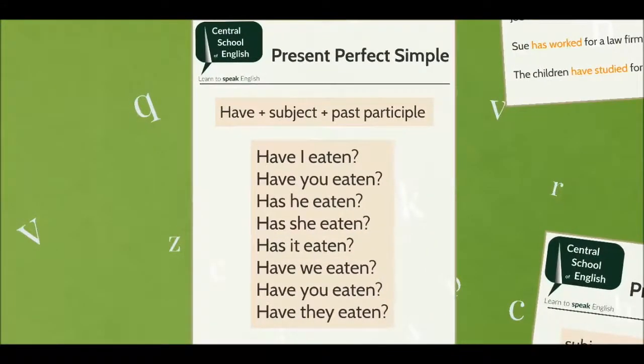For questions, we also use the verb have plus the subject plus the past participle. We can say, have I eaten? Have you eaten? Has he eaten? Has she eaten? Has it eaten? Have we eaten? Have you eaten? Have they eaten?